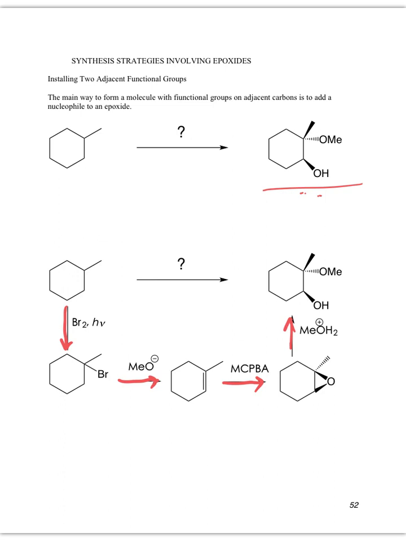And in this, from starting with an alkane, all we can do is brominate it. So this is the first step in anything where we have to turn an alkane into anything else. The first thing we're going to do to it is brominate it. Okay.